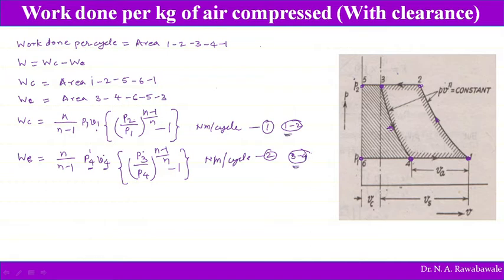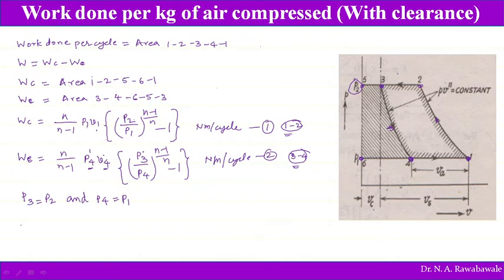So now we can see here pressure at point 3 is equal to P2. Pressure at points 3, 2 and 5 is same, that is P2. P3 is equal to P2, and pressure at point 4, point 1 and 6 is same. So that is nothing but P4 is equal to P1.